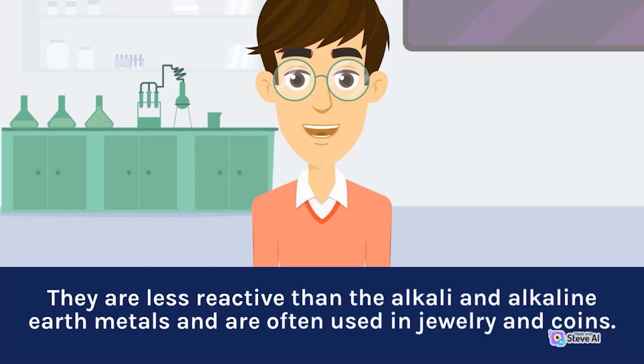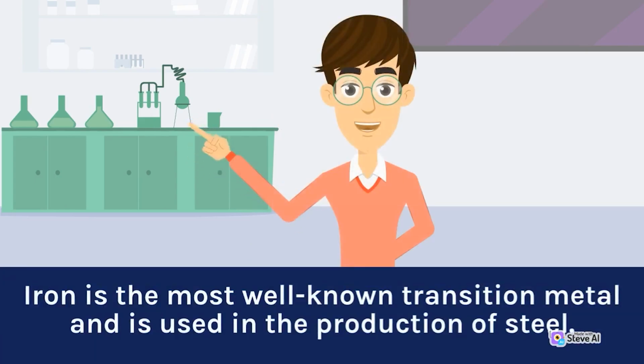and alkaline earth metals and are often used in jewelry and coins. Iron is the most well-known transition metal and is used in the production of steel.